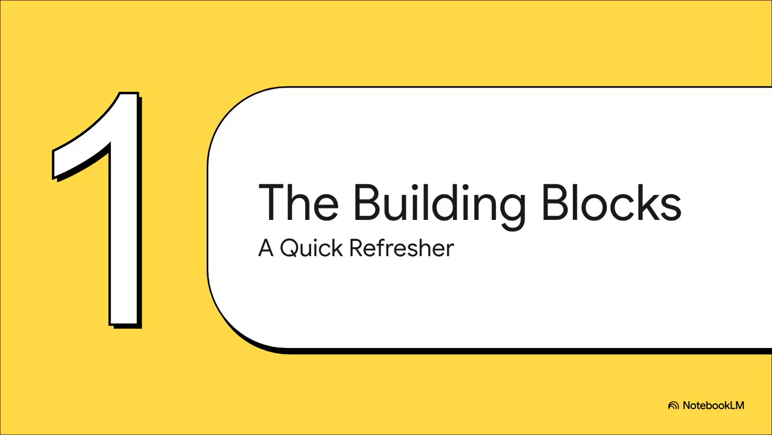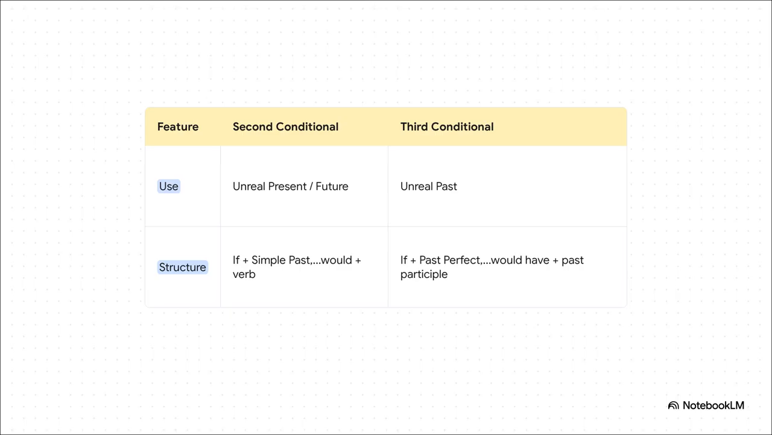Okay, so before we start building these amazing time-bending sentences, we've got to make sure our foundation is solid. So let's do a really quick refresher on the two main building blocks we're going to be using today. I'm talking about the second and third conditionals. All right, let's break it down real quick. The second conditional, that's all about an unreal present. Something like, if I had more money, I would buy a car.